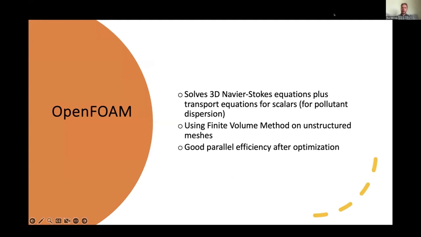OpenFOAM, you might be familiar with it. It's an open source package to solve the 3D Navier-Stokes equations, plus transport equations. That's where the pollutant modeling comes in. It uses finite volume methods on unstructured meshes, and it is very good for HPC because it shows great parallel efficiency. They were actually using other software before we started our project, and OpenFOAM was a little bit of unknown territory for them. So part of the journey has been to teach them a little bit about OpenFOAM.